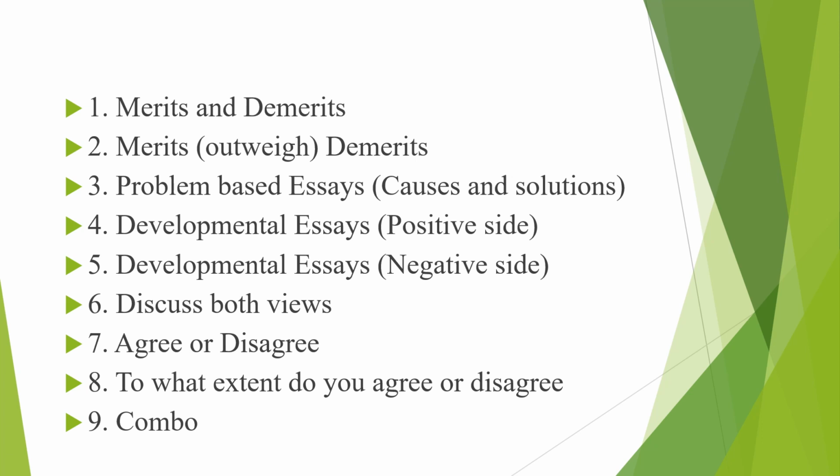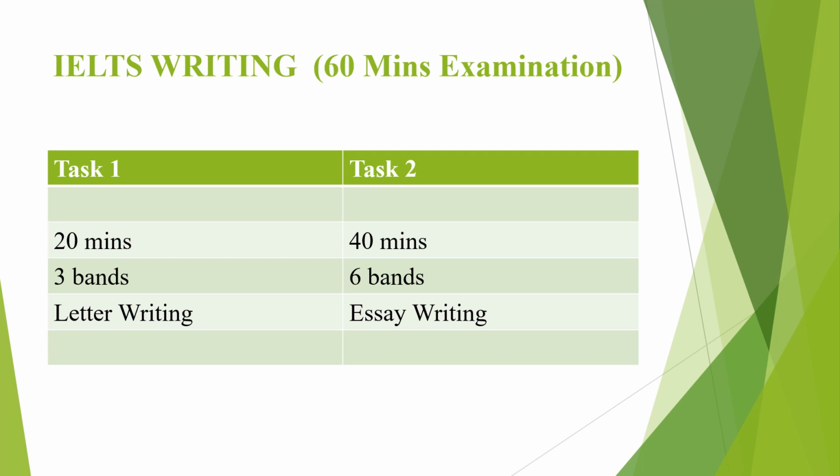Then there is the combo of the different types of essays, and this one is the least likely type of essay, which has the least possibility or chance to appear in your exam. So on the combo type of essay, we will pay less heed as compared to the other types of essays. So basically, the IELTS writing skill duration is 60 minutes.